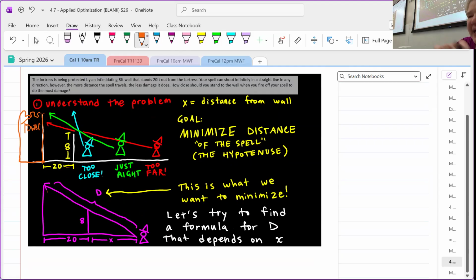Because in the problem, in the context written in WebWork, they don't tell you how tall the building is. It's just tall. So how far do you have to stand away so the distance the spell travels from you to the tower, that straight line, is as small as possible?